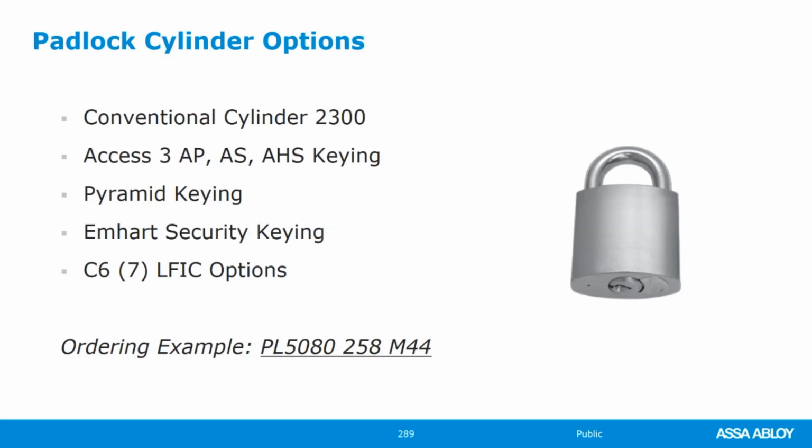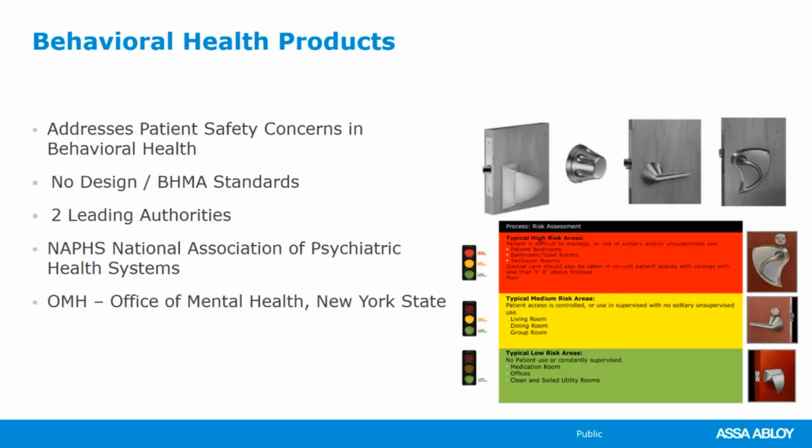Let's go ahead and jump into Corbin Russwin's behavioral health products. Corbin Russwin offers several different products for different levels of use. Notice we call our products behavioral health. We do not call them anti-ligature. We do not call them ligature resistant. The main reason is there are no BHMA ANSI standards for behavioral health pertaining to latches and handles yet. That's something that is in the works.